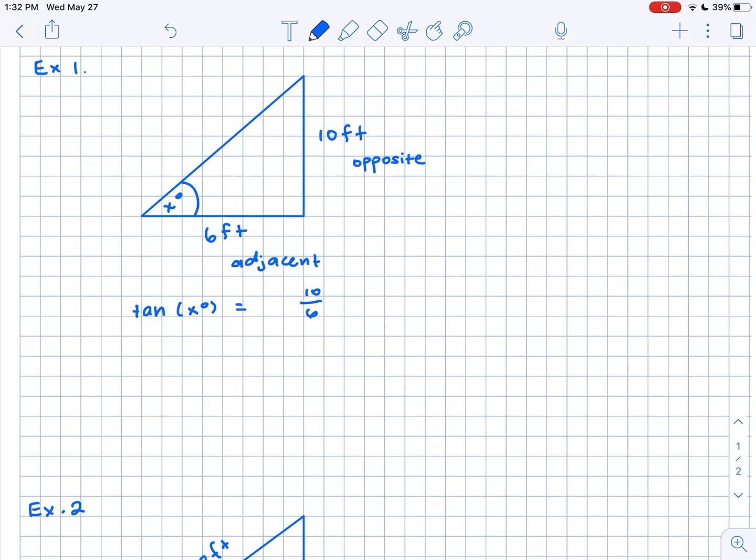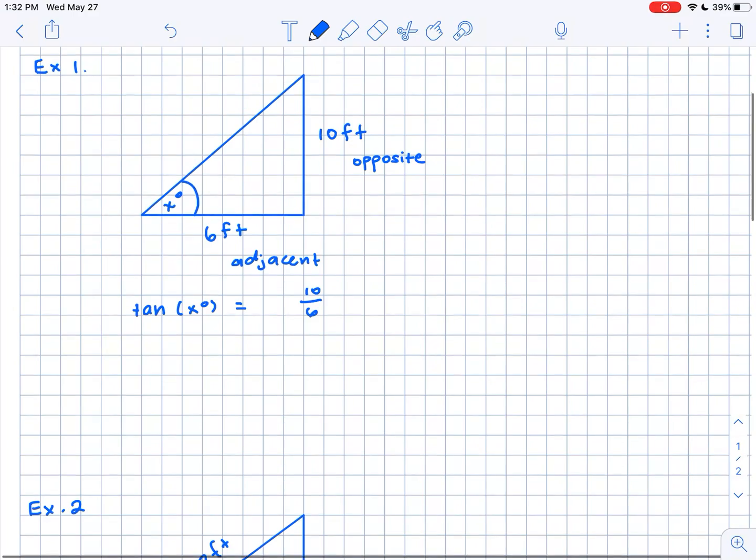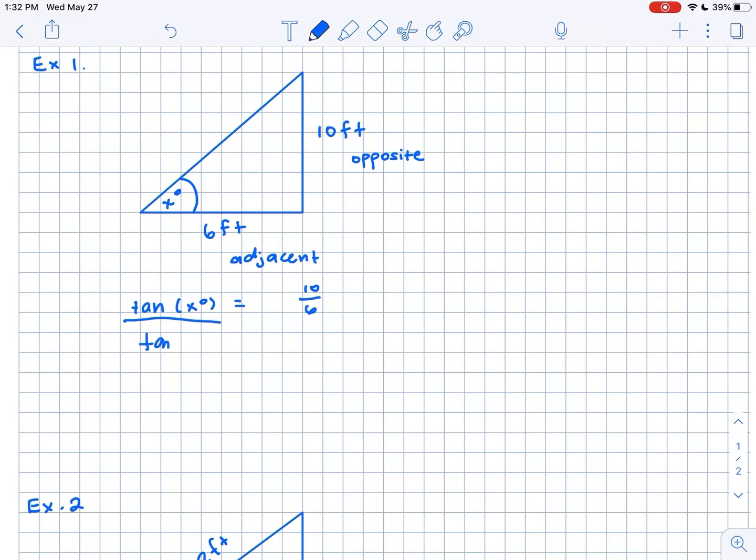Now, what I need to emphasize here is this reads tangent of x equals 10 over 6. This is not tangent times x. So if I want to get x by itself here, I can't divide by tangent. I can't do this. That doesn't work in this situation. But there is something called the inverse of tan. And the inverse of tan is used to help get rid of tangent on that left side.